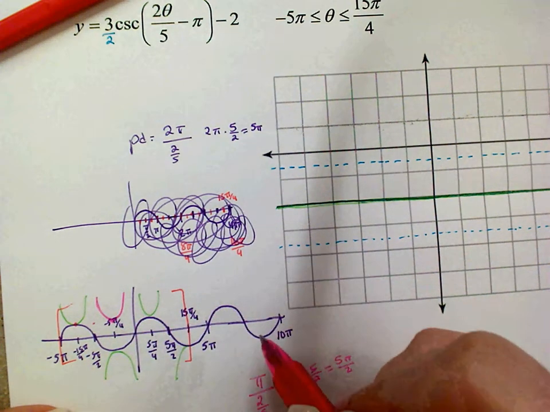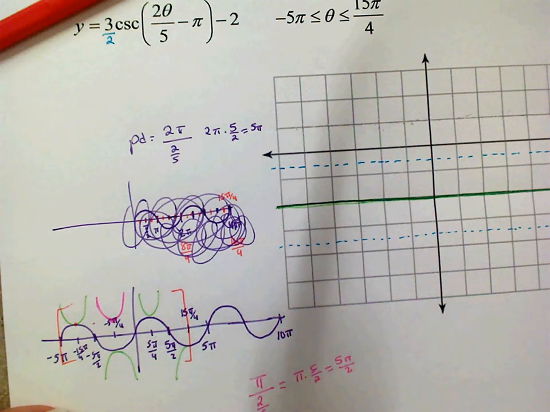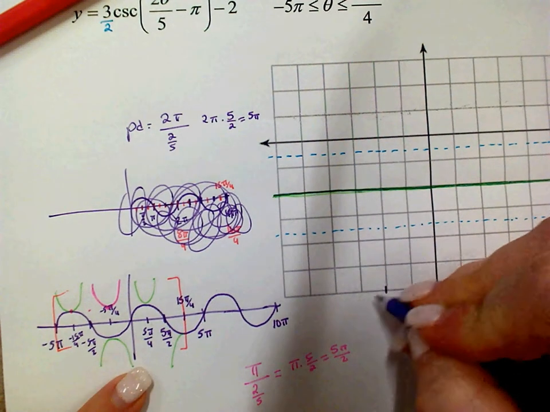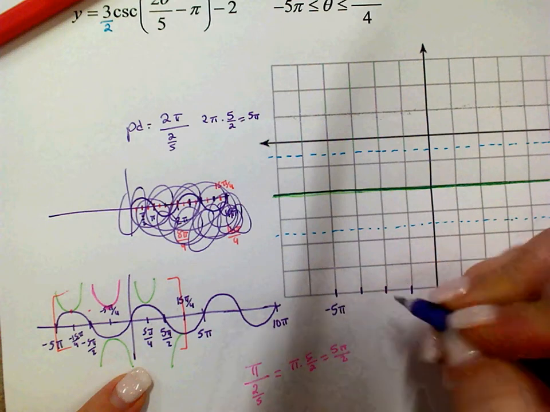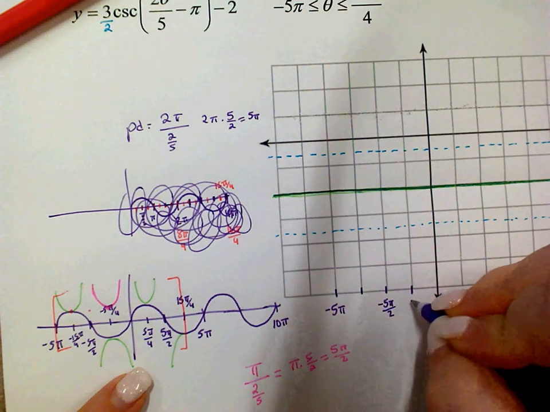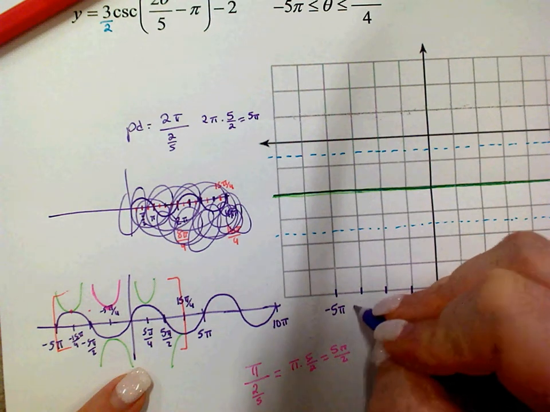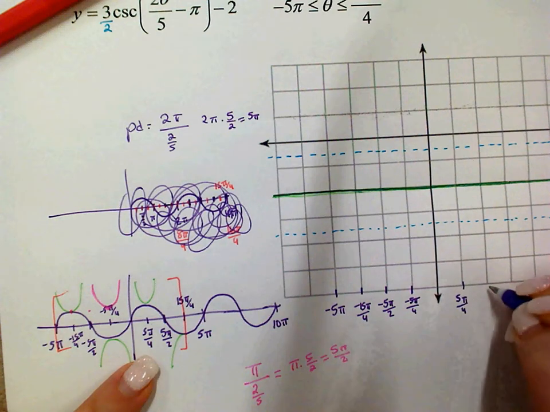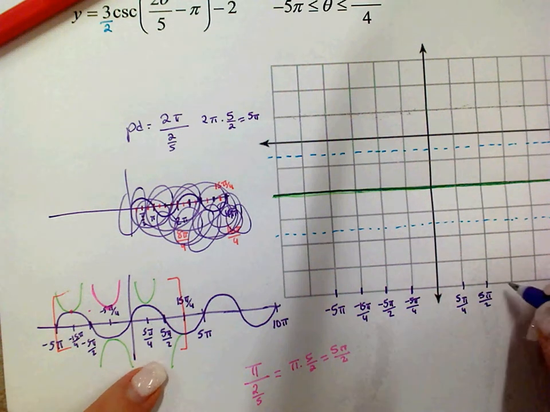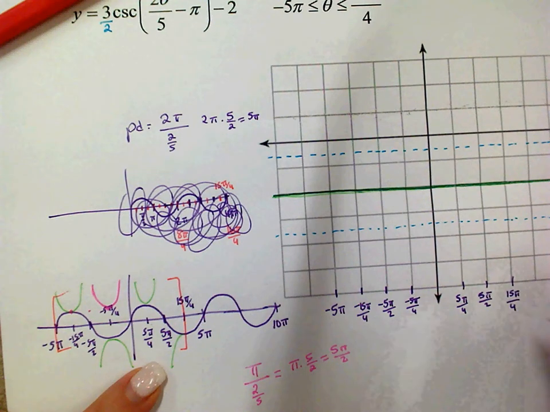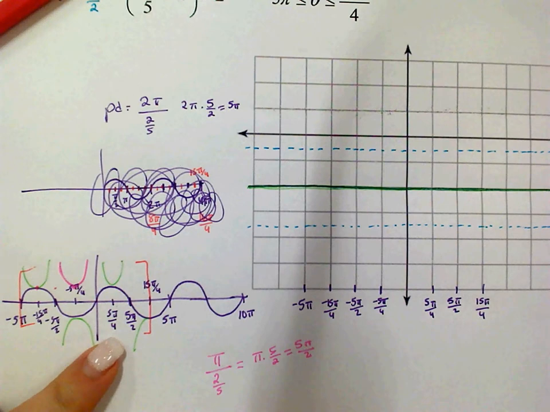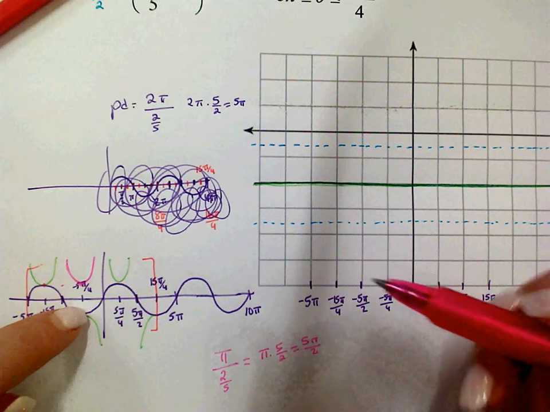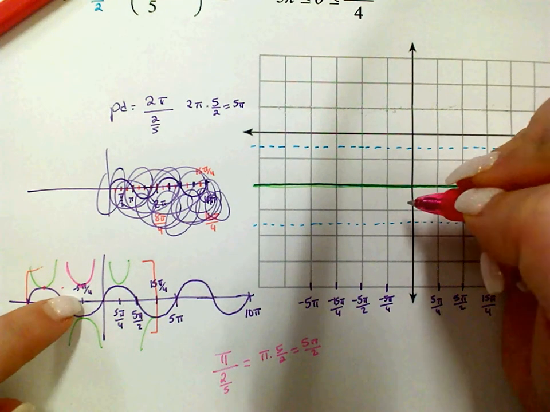So first I'm going to label my tick marks. I've got -5 pi, -5/2, -5/4, and -15/4 pi. Then I've got 5/4, 5 pi over 2, and 15 pi over 4. And that's all we're going to graph on. Okay, you could just jump straight to your cosecant wave using the sketch over here. I know that my cosecant wave at -5 pi over 4 has a minimum. And I know I have a vertical asymptote at 0.